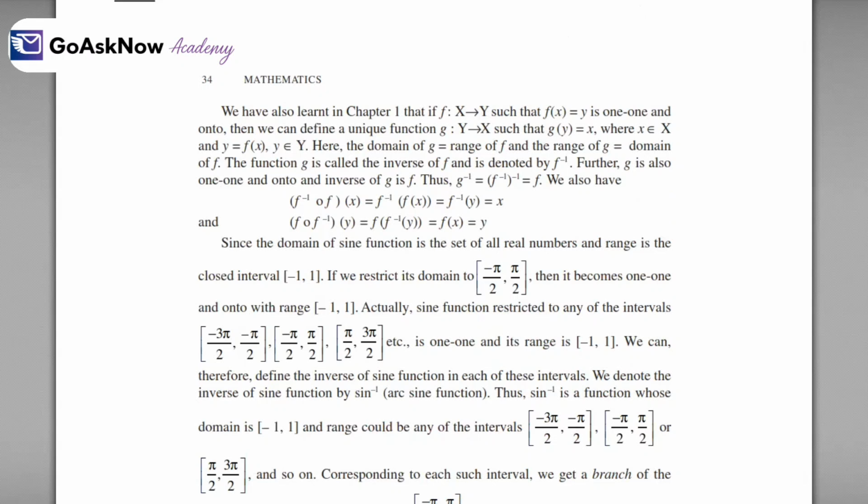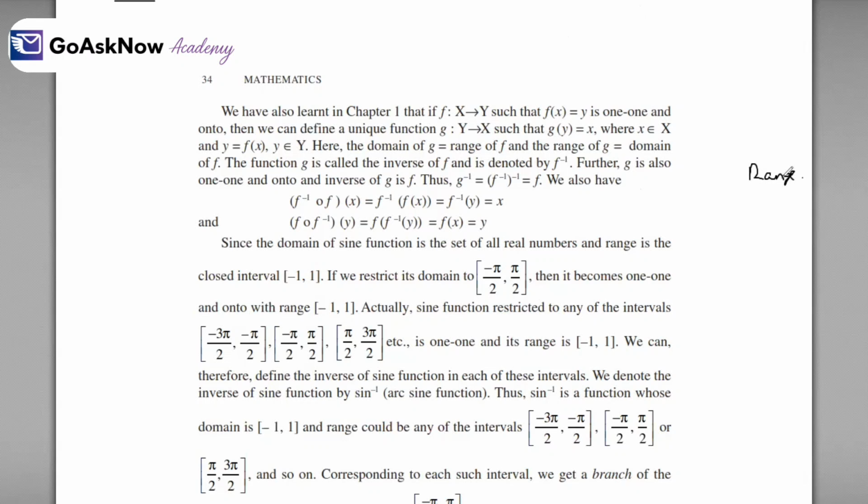I have already told you that the sine function is not one-one and onto in its whole domain. If you see the graph of the sine function, it repeats its value at many points. The value 1 comes at pi by 2, also at pi by 2 plus 2 pi, then pi by 2 plus 4 pi, so it repeats its value. So it is not one-one, and also not onto, because the range is not covering all the points on the real number line.